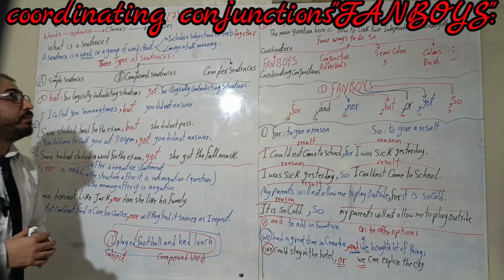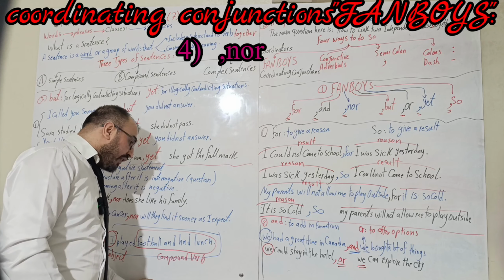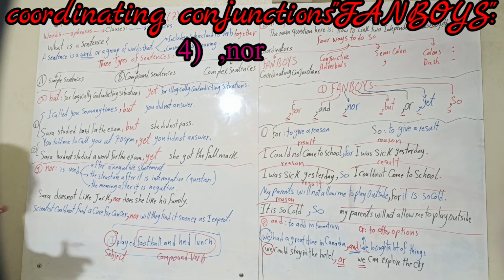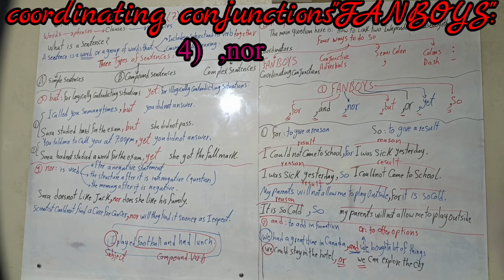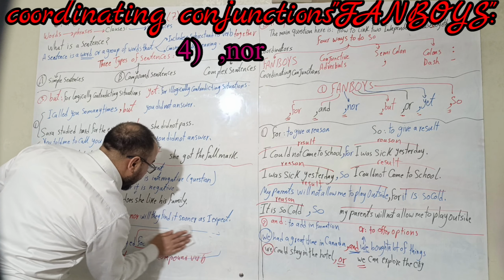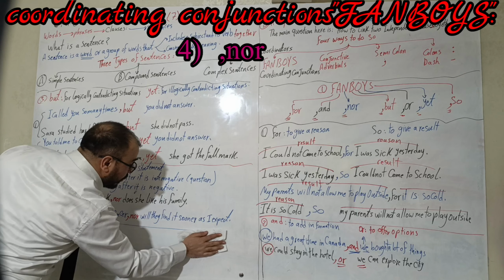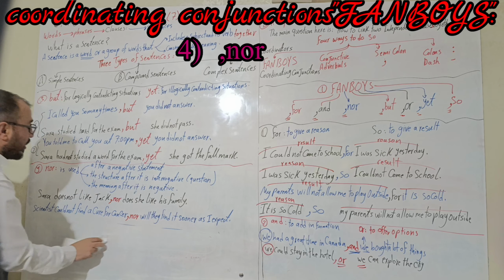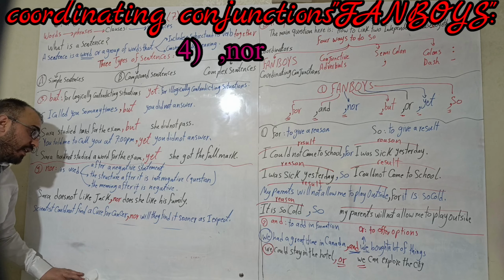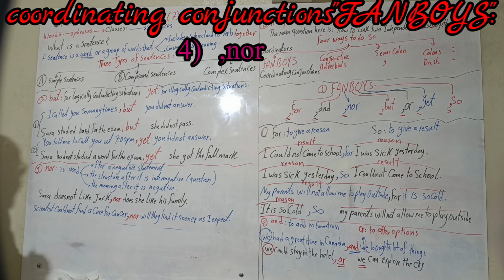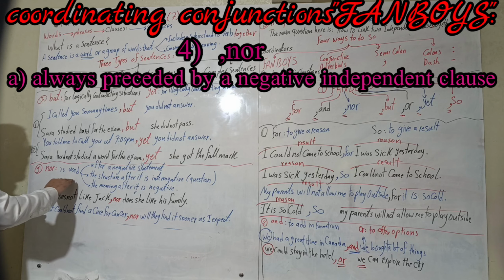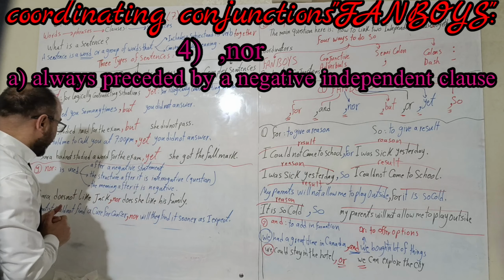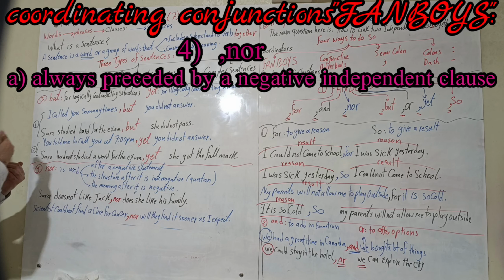The last coordinator, my friend, is nor. Generally, my friends, nor is a little bit complicated and a lot of students have been complaining about it. Let me explain it for you quickly. Generally, my friends, there are three main points to understand while talking about nor. The first one is that nor is always used after a negative statement, which means before nor, you should always write or read a negative sentence or a negative clause.